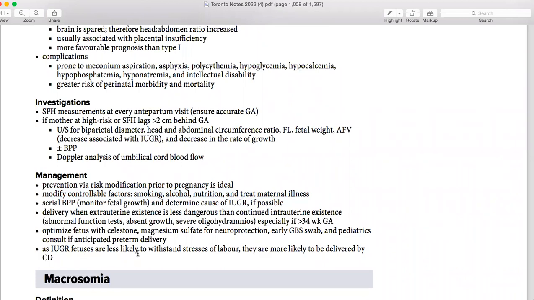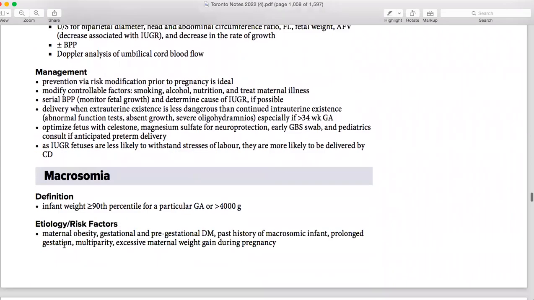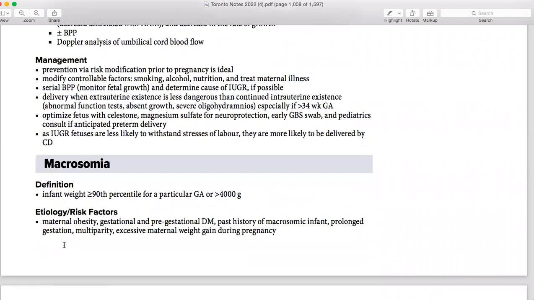And IUGR fetuses are less likely to withstand the stress of labor. So that's why we do cesarean delivery. But it's not highly likely that we will do cesarean delivery for every case; we do it when the baby cannot withstand the stress.